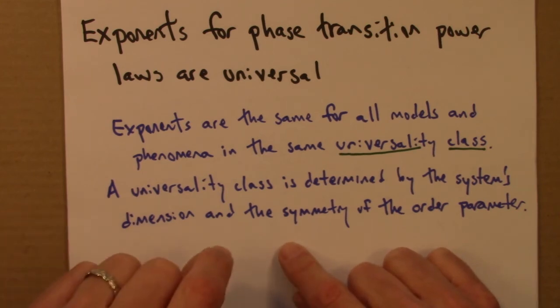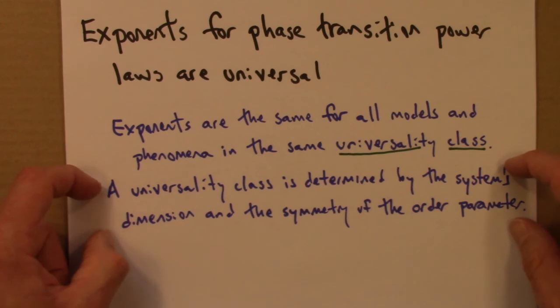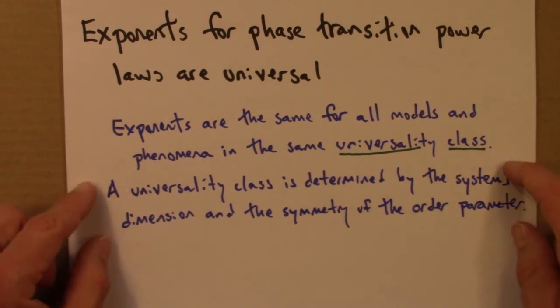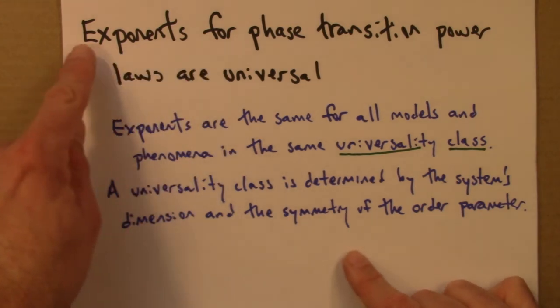So a magnet can undergo a transition from being a magnet to being a paramagnet. And there are many, many physical materials that undergo this transition, and they're all going to undergo a transition at a different temperature. But the exponents that describe that transition will all be the same.